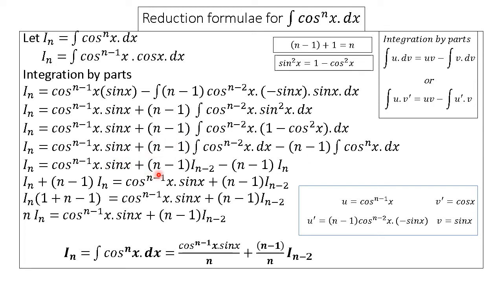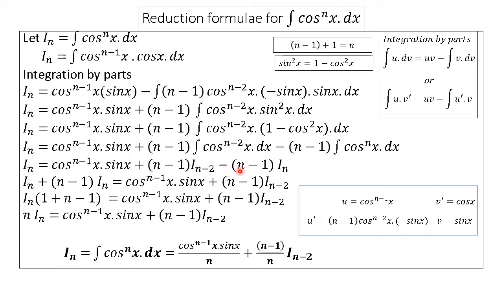In the next step, In is equal to cos to the power n minus 1 x into sin x as it is, plus n minus 1. We know that In is equal to integration of cos to the power n x dx. I1 is integration of cos to the power 1 x, I2 means integration of cos to the power 2, I3 means integration of cos to the power 3, In minus 2 means integration of cos to the power n minus 2. Therefore, integration of cos to the power n minus 2 x dx can be written as In minus 2. Therefore, here this one is In minus 2.